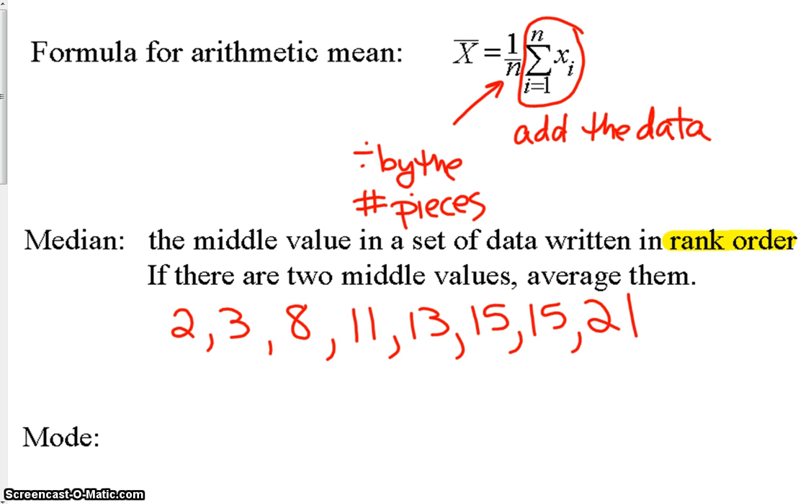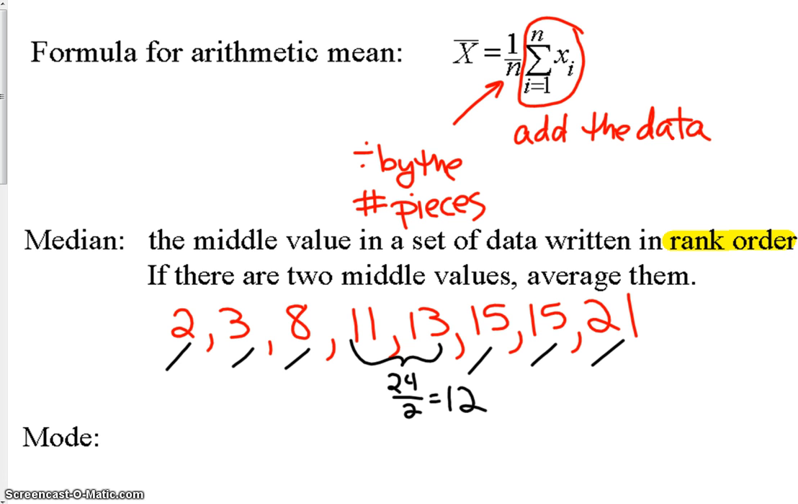Notice they are in order. If you have a small number of pieces of data, you can simply knock them off, one at the beginning and end, until you end up with a number left in the middle. Oops, there were two numbers left in the middle, so I have to add them and average. And 11 plus 13 is 24 divided by 2. So in this case, my median would be 12.